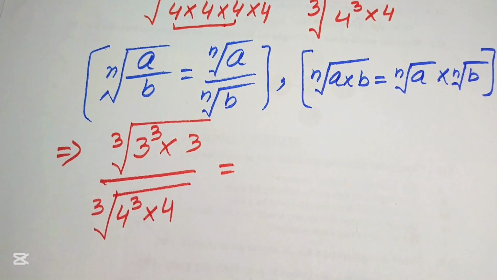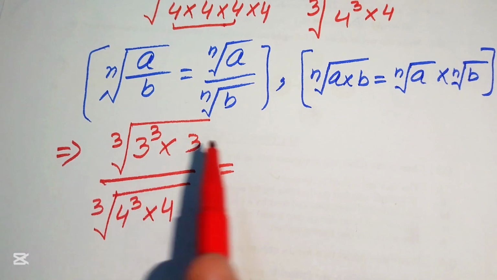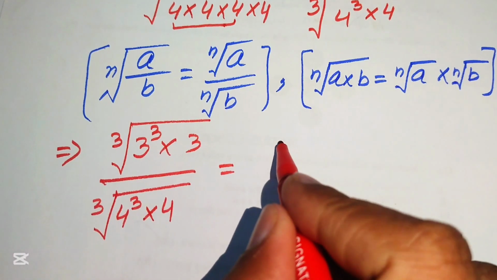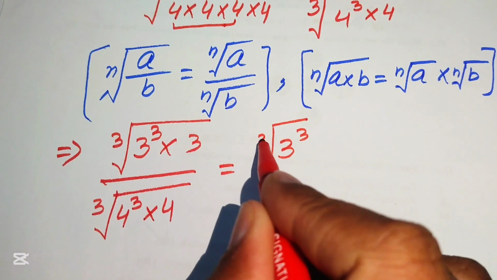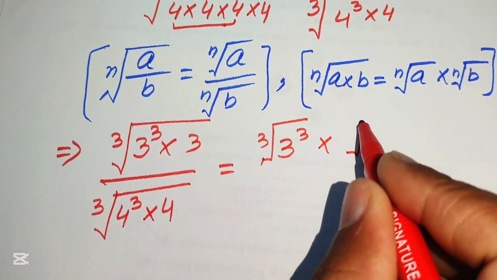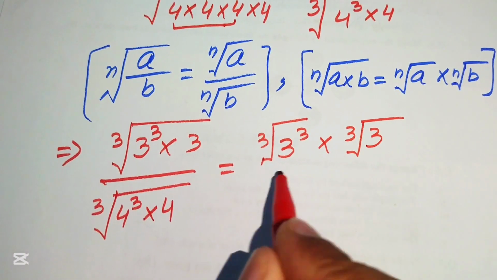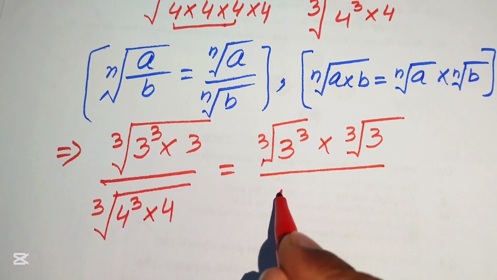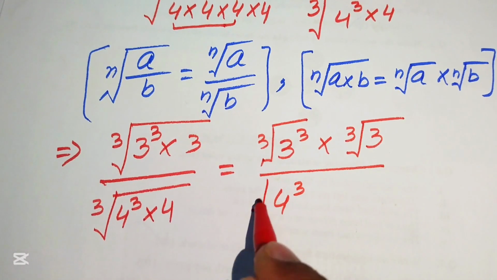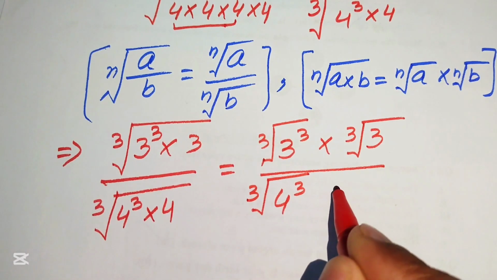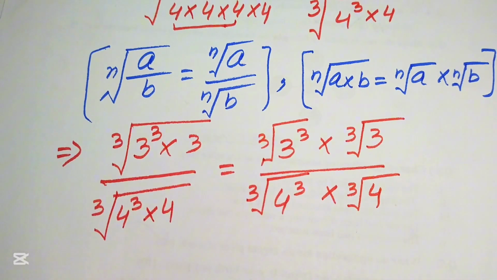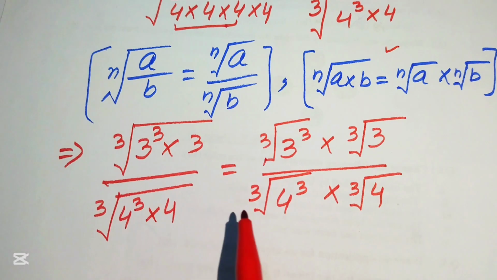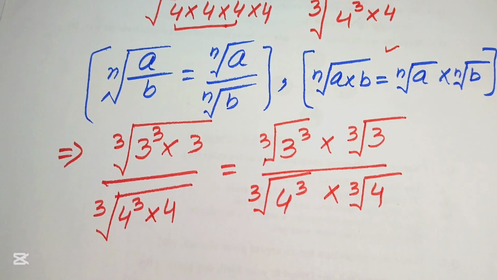So according to this radical law, we just apply this cube root separately on both of these terms, and it will be written as the cube root of 3 cubed multiplied by the cube root of 3, divided by the cube root of 4 cubed multiplied by the cube root of 4. Okay, so here we apply this nice radical law on both of these sides.